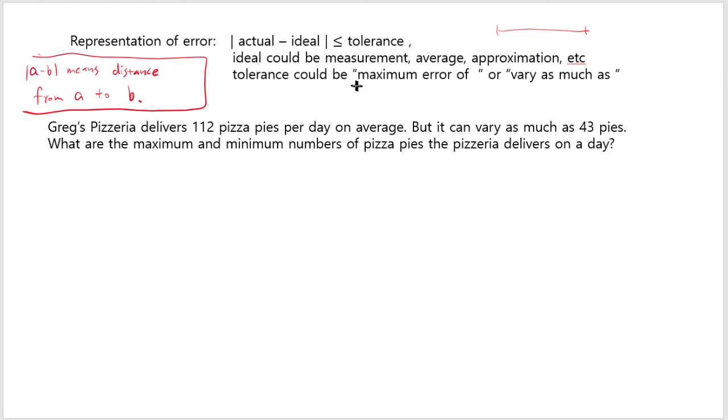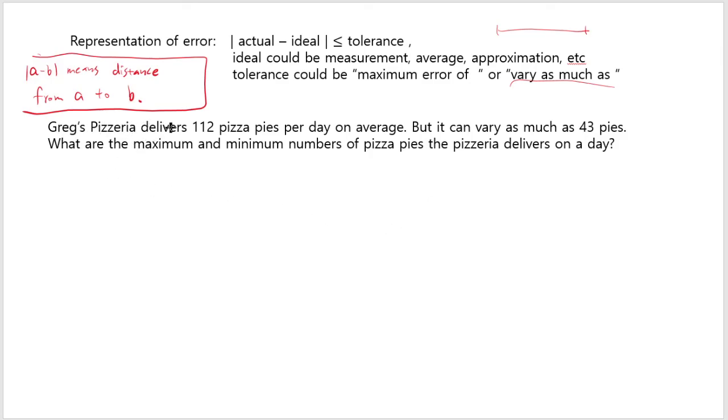Total tolerance is the maximum possible error, okay? The maximum possible distance between the ideal and the actual, or it could be some variance. I shouldn't say variance because that's a statistics word, but this means the difference between the actual and the ideal can be as big as some value, okay? Alright, so here's a word problem using such a thing.